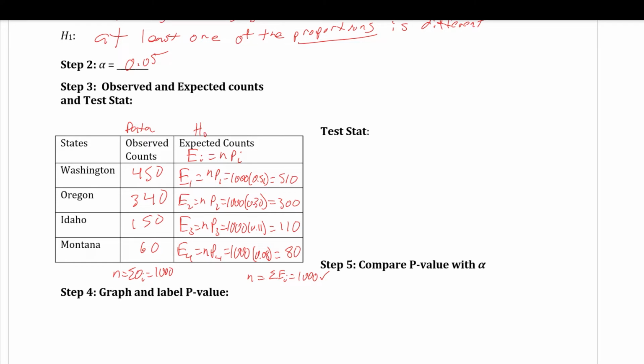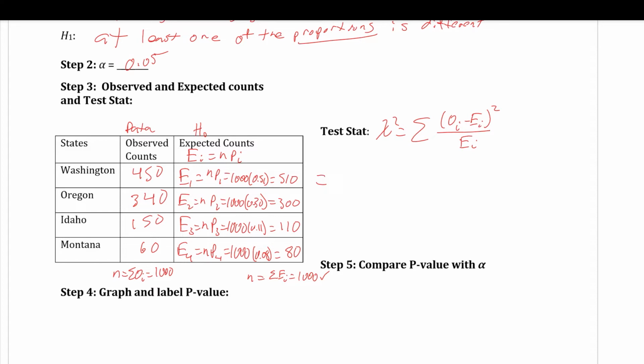So now we're going to go on to calculating the test stat. We're still in step 3. So we're going to calculate the test stat. And that test stat is the following formula. All right? It's a chi-squared, and it's the sum of a fraction. In the numerator, we have the observed count. That's an O minus E, that quantity squared divided by E. And we do that for each category. So there are 4 categories. So that means there's going to be 4 terms here.